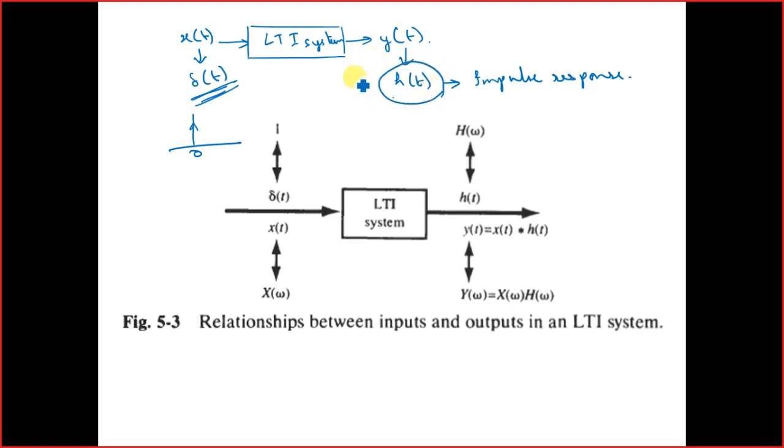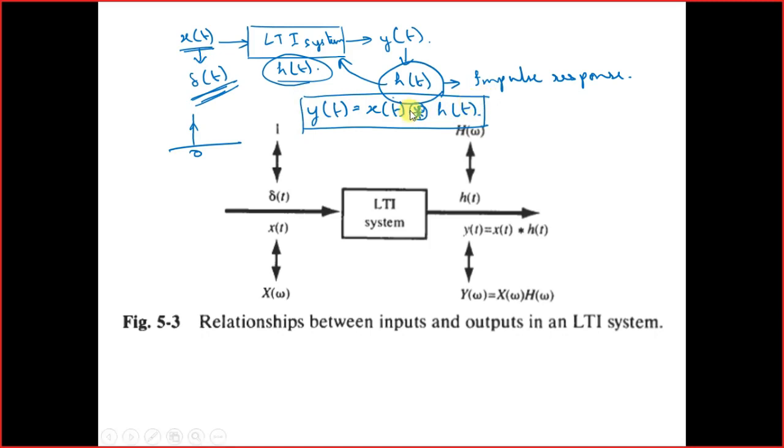Now this h(t) is basically providing information about the nature of the LTI system. The knowledge of this information is very important. Why so? Because, as I told you, h(t) is the characteristic of the LTI system. Now if we give a signal input x(t), and we know h(t), then y(t) is given by x(t) convolved with h(t).